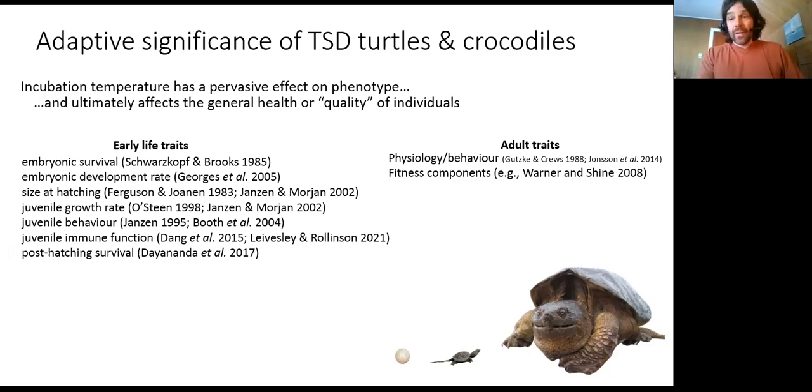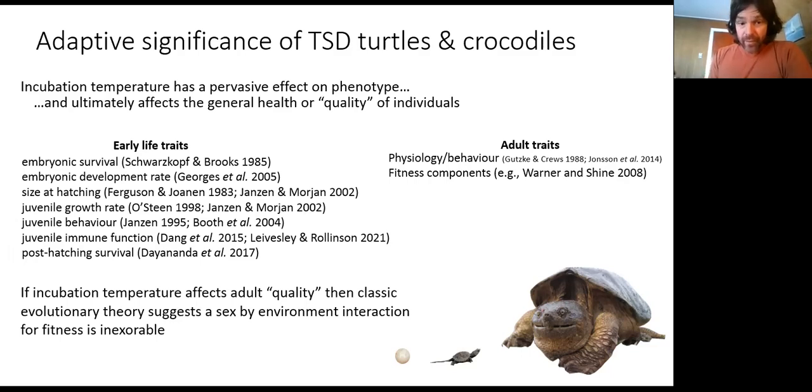So the adult traits that I'm speaking of here are for lizards, because lizards tend to have shorter generation times, so we can actually track the influence of incubation temperature up to adulthood, whereas you can't really easily do that with a turtle that matures at 18 years. But where we're able to track it with lizards, we see that incubation temperature affects physiology and behavior, as well as fitness components, so survival, fecundity, and mating success.